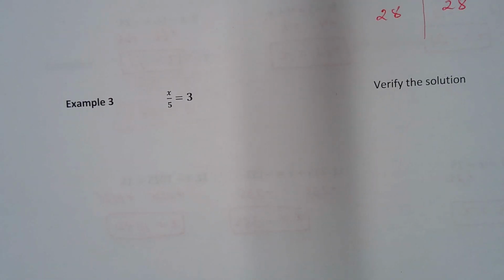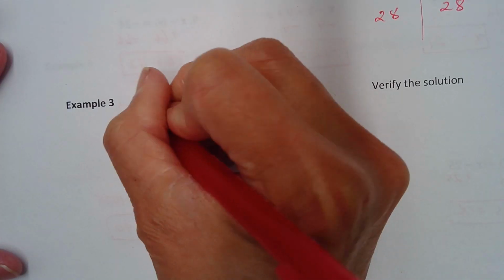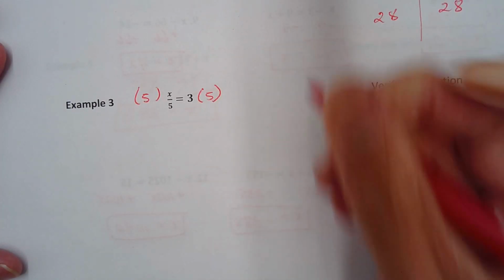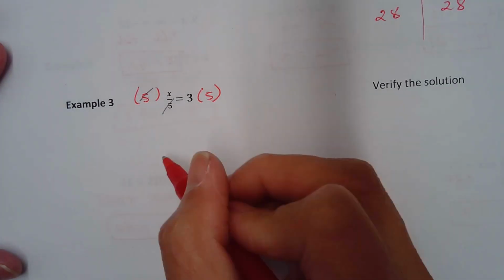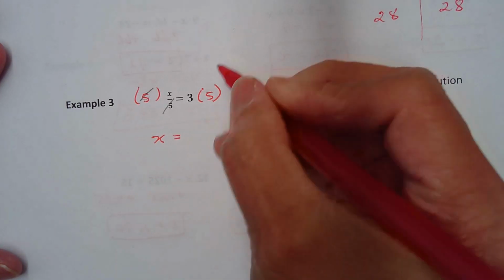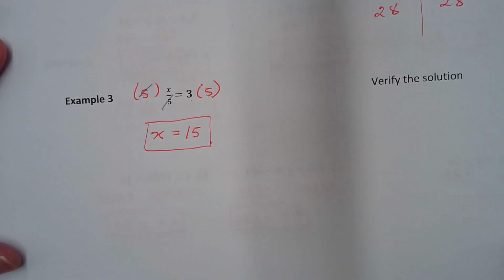Let's take a look at the next one. Example 3. What's happening to the x? X got divided by 5. So what's happening to x is being divided by 5. So what are we going to do? Multiply by 5. So multiply by 5. And then 5 divided by 5, they cancel out. We're left with x equals to 3 times 5, which is 15.